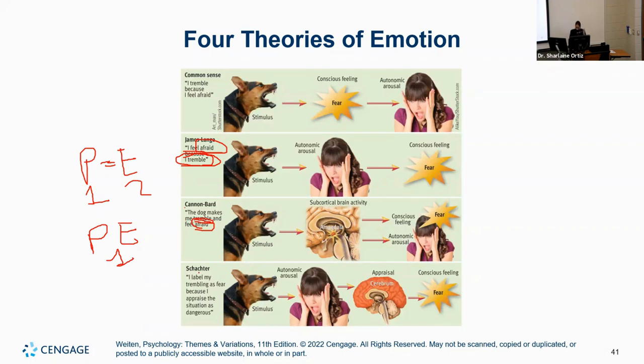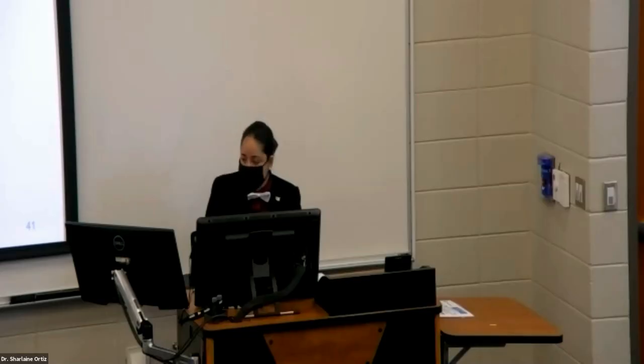Whereas with Schachter, what we try to do is appraise that situation, where there is a form of interpretation. You are trembling as you fear. So notice that that sounds an awful lot like Cannon-Bard. And notice that there is an interpretation, just like you would with James-Lange. So notice that it's a way to reconcile both theories. Any questions about that? It's actually a really good illustration for that, for sure.